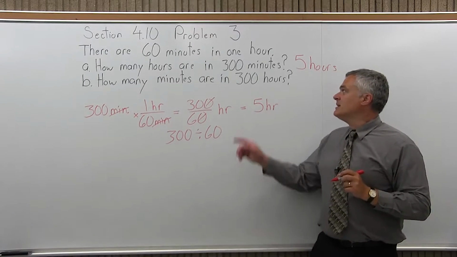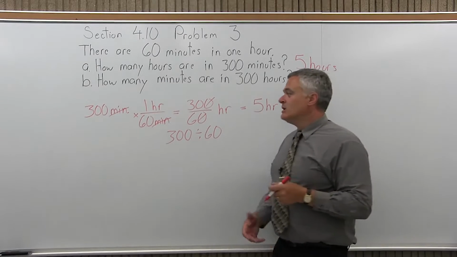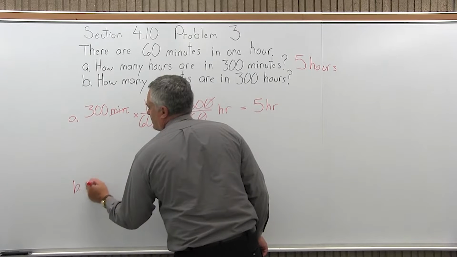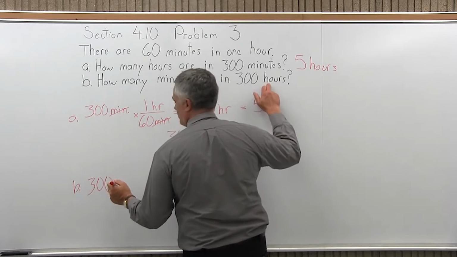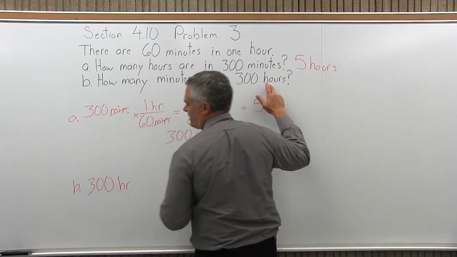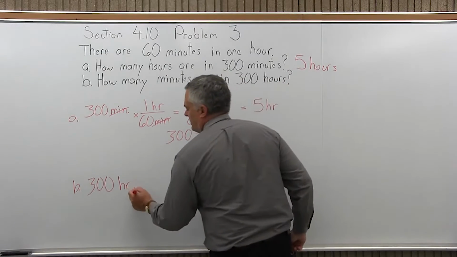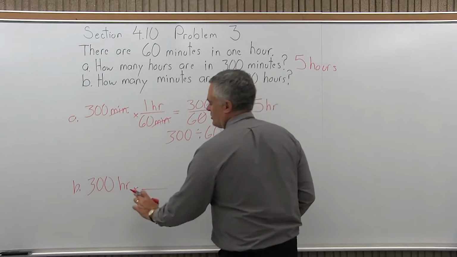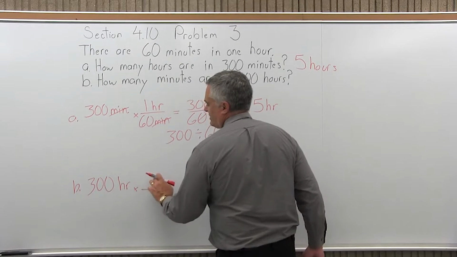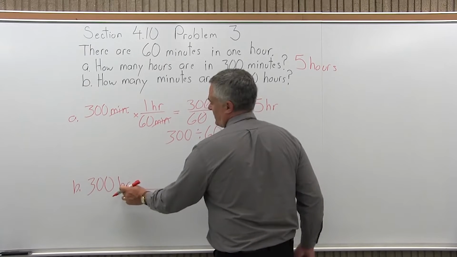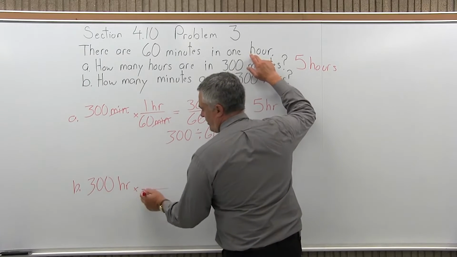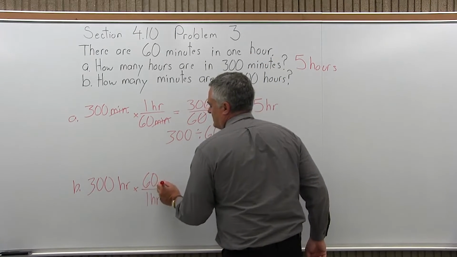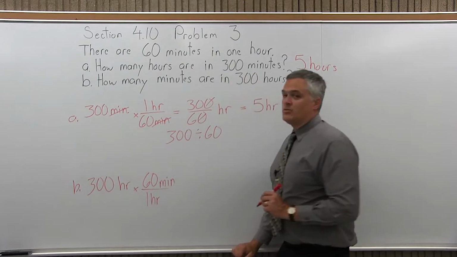B, how many minutes are in 300 hours? So again, for B, start with the amount that's given. What's given is, for B, 300 hours. And again, I'll abbreviate a little bit, HR for hours. I'm going to multiply it by a fraction that's equivalent to 1. It's going to have the same amount in the numerator and denominator, but in the denominator I put the units that I want to cancel, and in the numerator the units that I want to get. So I want to cancel hours, so 1 hour will go in the denominator, and that's equivalent to 60 minutes. That'll go in the numerator.